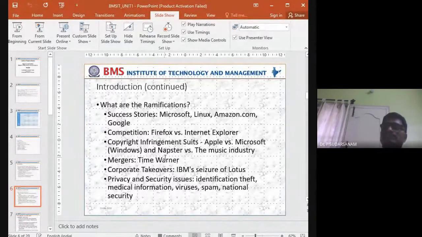And Unix especially, huge free tools are available, especially for students and working professionals. It is very helpful for us because many tools are there, no need to buy them. We can directly download the Unix operating system, and whatever tools are required, you can use them and execute your programs. They have already succeeded in business. Those are some of the success stories: Microsoft, Linux, Amazon, Google.